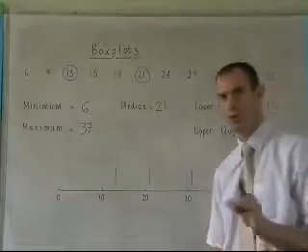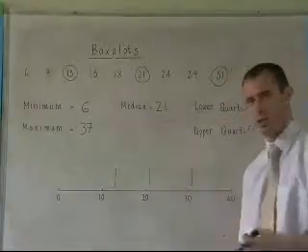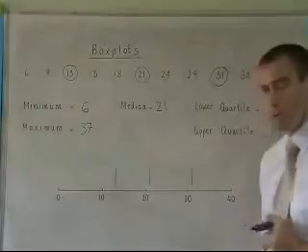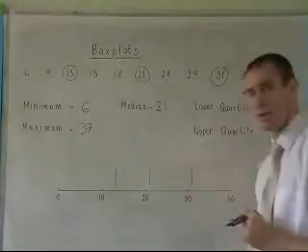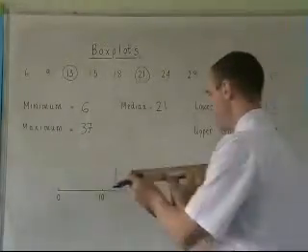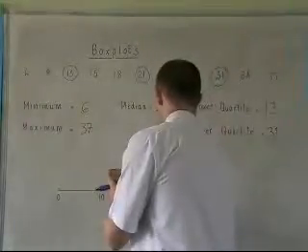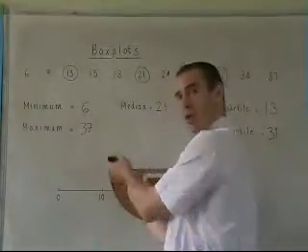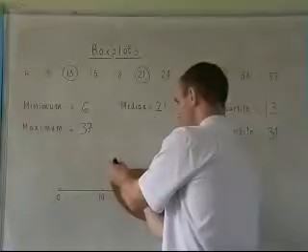It's quite important that these lines do not touch the scale. There should be a small gap there. Now it's called a box plot because this area will be a box. So we're going to finish that off by drawing in horizontal lines between the lower quartile and upper quartile.